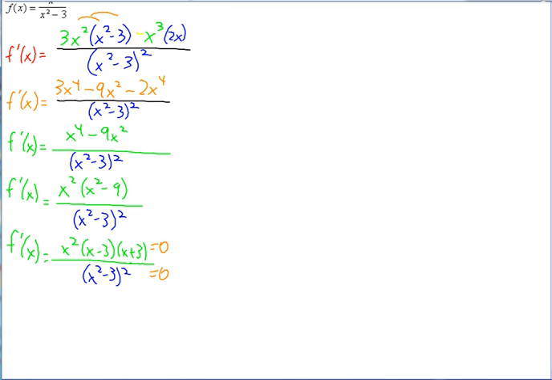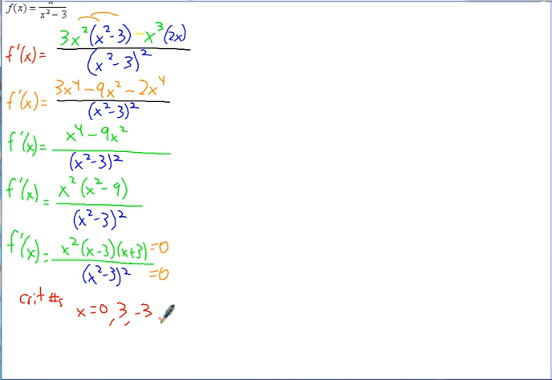Get all of our critical numbers. So for the critical numbers, we said the numerator equals 0. What we get from the x squared, you get x equals 0. From the x minus 3, you get 3. And from x plus 3 equal to 0, you get negative 3.